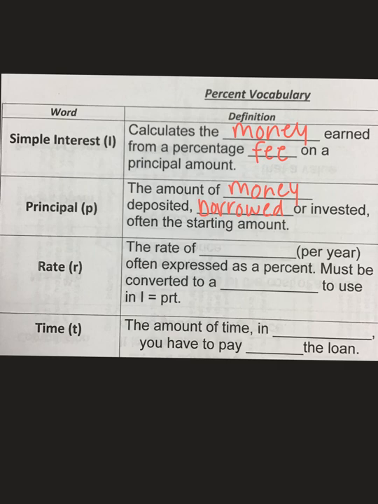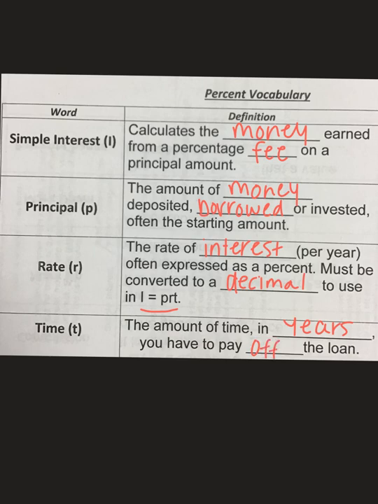Your rate is the rate of interest per year, and this is often expressed as a percent. So if they give you your rate as a percent, it must be converted to a decimal to use it in our formula. And we'll come back to this formula in a minute. And then our time is the amount of time in years you have to pay off the loan.